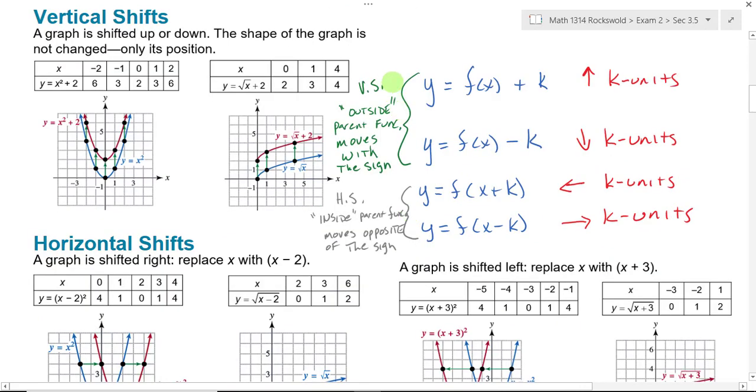So vertical shifts are outside of the parent function and they move with the sign. A plus goes up, a minus goes down. Horizontal shifts are inside the parent function and they move opposite of the sign. So a plus goes to the left, a minus goes to the right. That kind of summarizes the transformations for horizontal and vertical shifts for you.